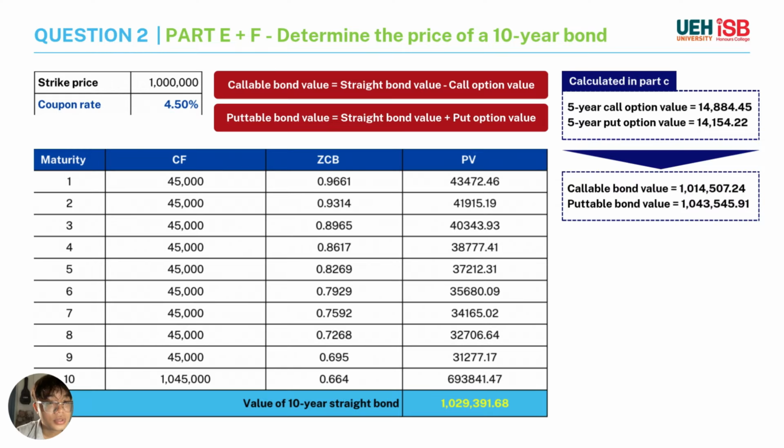So for the puttable bond, the process is very similar, but the perspective is reversed. We again start with the straight bond price using the same discounting approach. Then we value the embedded put option using the Black model, which is the result in Part D of 14,154.22. So instead of subtracting, we now add the put option value to the straight bond price. As a result, the puttable bond is more valuable than the straight bond. This is because the put option provides protection against rising interest rates, which would otherwise reduce the bond price.